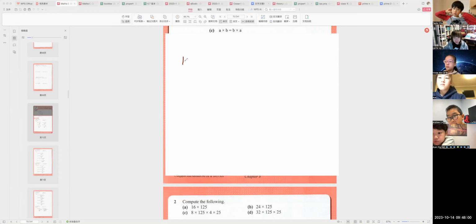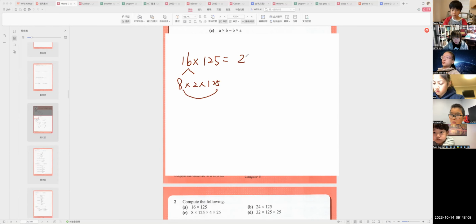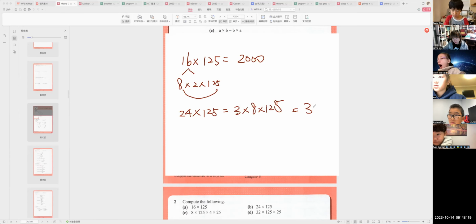Let me just do that. Okay, so 16 times 125 equals what? 16 equals 8 times 2 times 125, right? So this one's 1,000, so obviously it's 2,000. Now let's take a look at B. So 25 times 125 equals what? Equals 3 times 8 times 125 equals what? Equals 3,000.